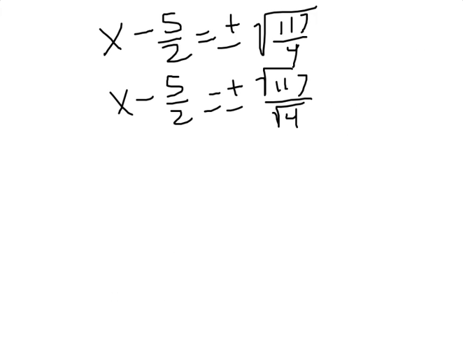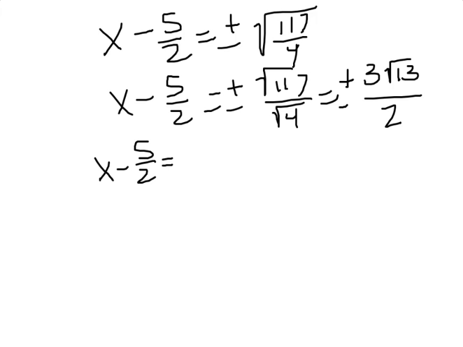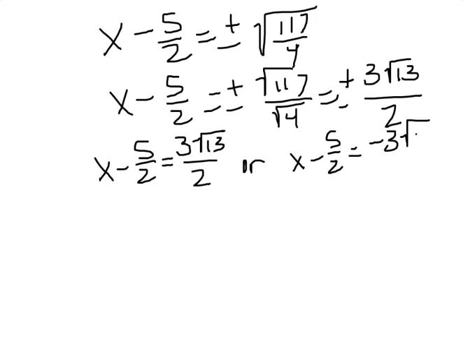So the first thing I'm going to do is separate the radicals so that I have radical 117 over radical 4. And radical 4 we know is just going to be 2. And radical 117 breaks down into 9 times 13, so that's going to be 3 radical 13. So I have x minus 5 halves equals positive 3 radical 13 over 2, or x minus 5 halves equals negative 3 radical 13 over 2.